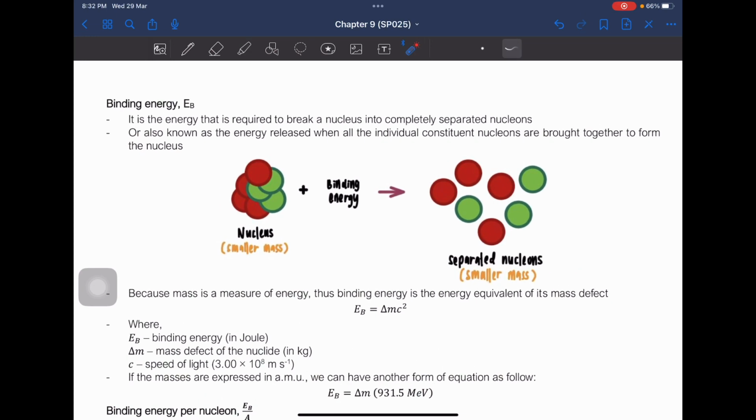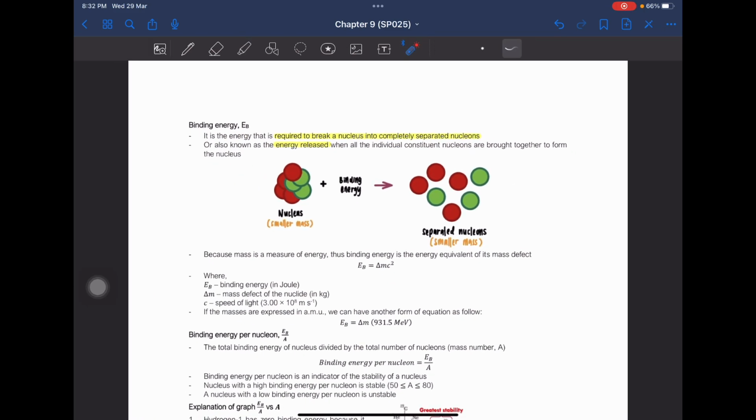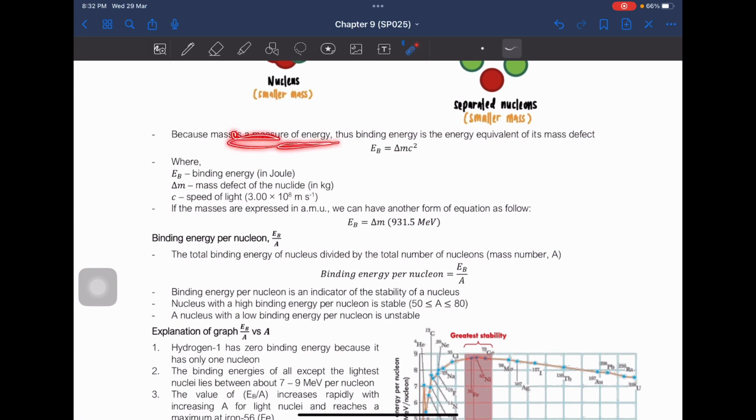Binding energy is the energy that is required to break a nucleus into completely separated nucleons, also known as the energy released when all the individual constituent nucleons are brought together to form the nucleus. Since mass is a measure of energy, the binding energy is the energy equivalent to its mass defect. You can calculate it by multiplying by c squared, and you will get the energy in joules. The mass defect needs to be in kilograms.